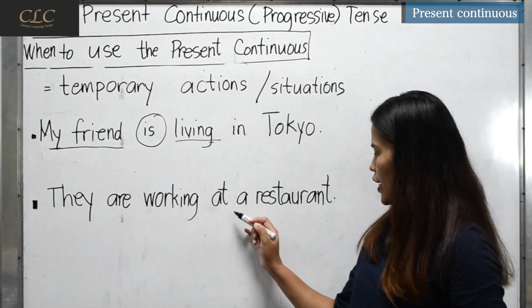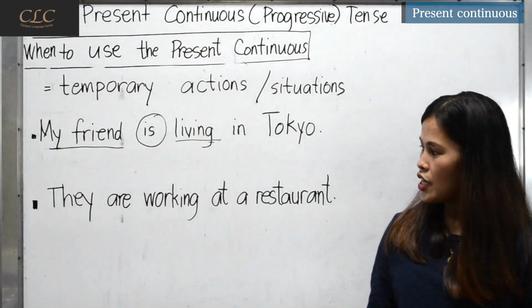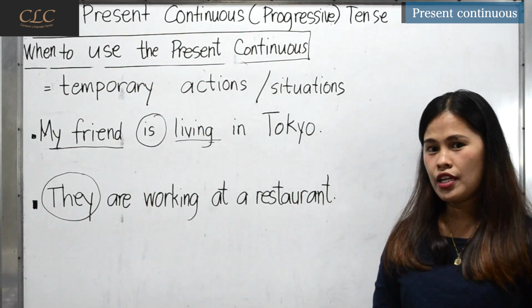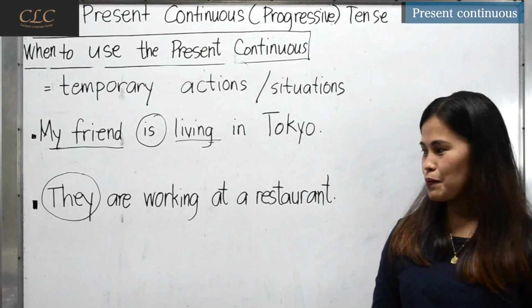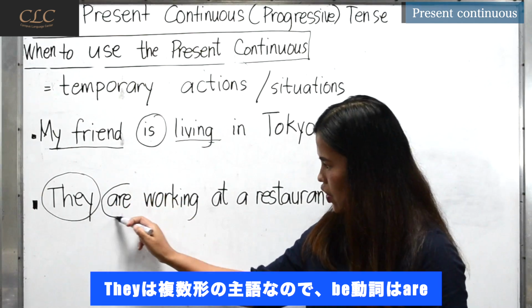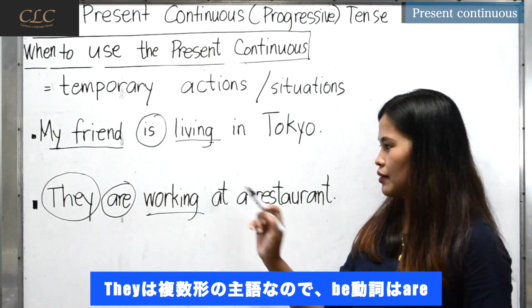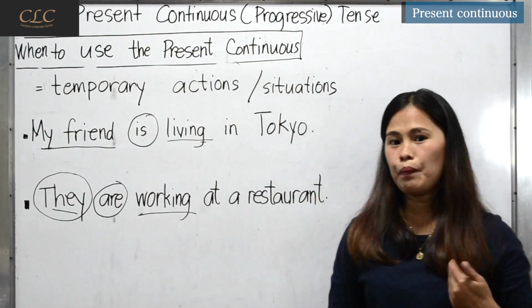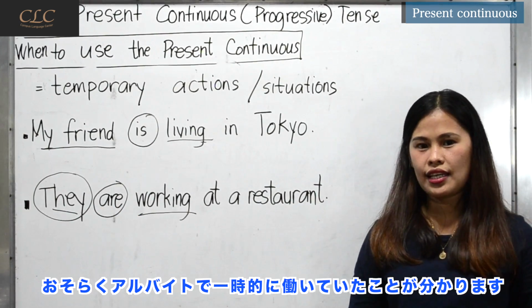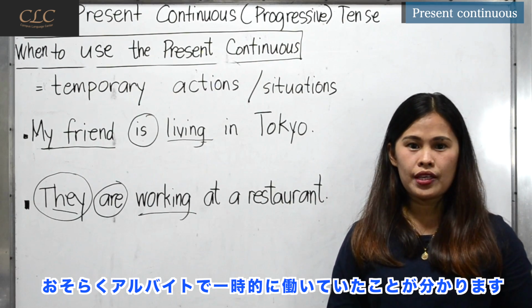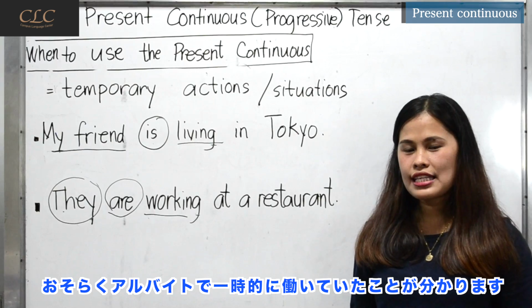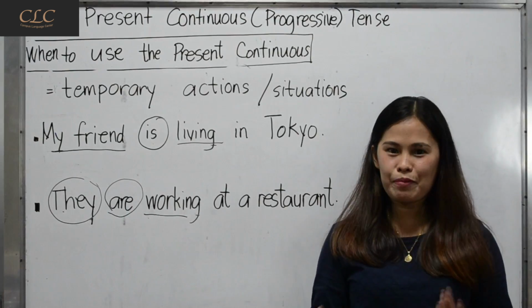They are working at a restaurant. So they here means 2 or more people. So this is a plural subject. That's why we have here are working. This means that these people have a part-time job at a restaurant. And a part-time job is a temporary job. That's why this situation is just temporary.